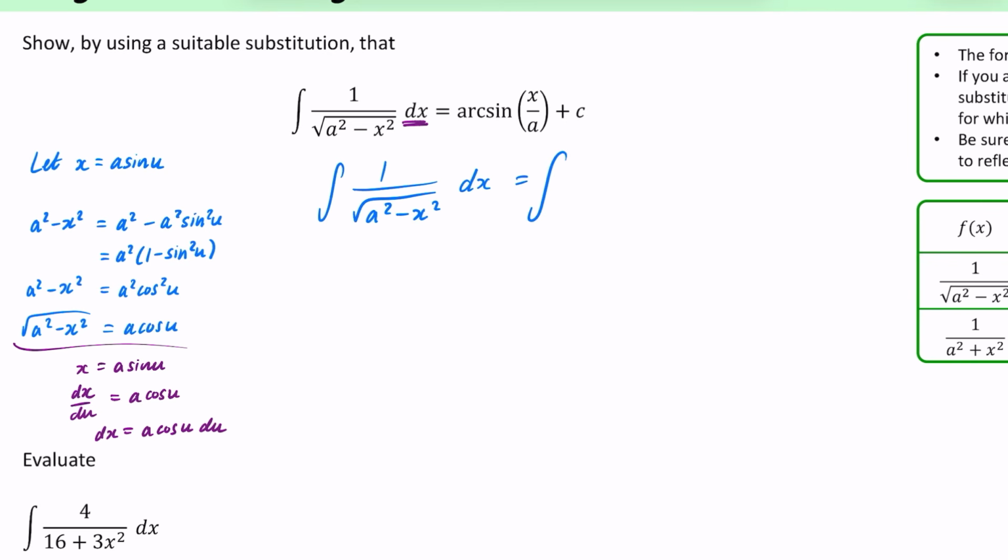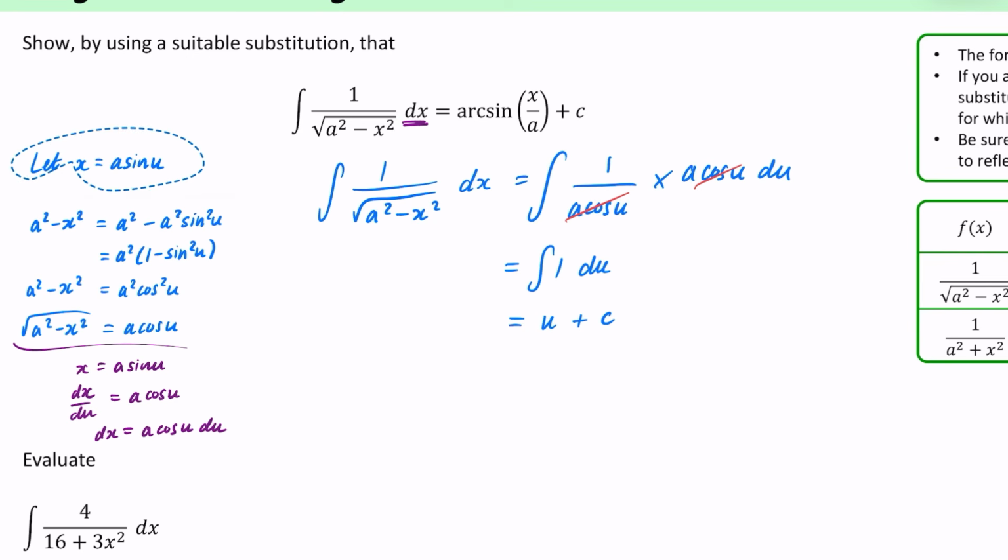That is the same as integrating 1 over the square root of a squared minus x squared, which we said is a cos u, and dx in this case is a cos u du. So the a cos u's cancel. We're literally just integrating 1 with respect to u, which is just u plus c. So all we need to do now is find out what u is equal to.